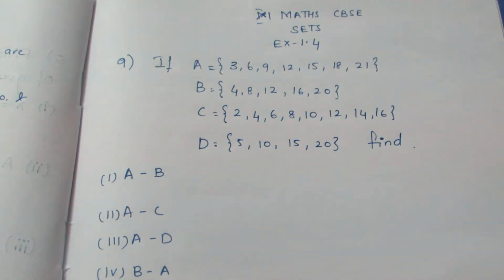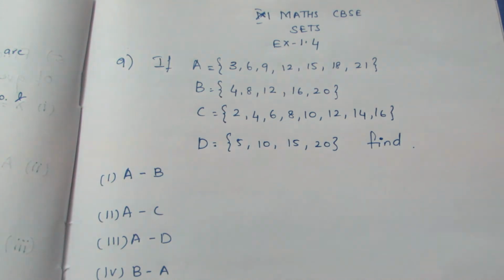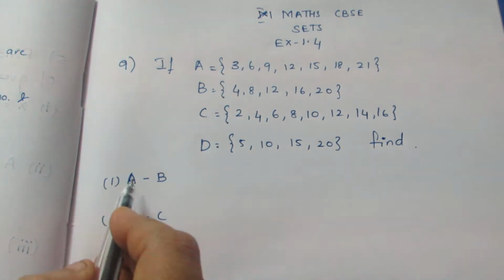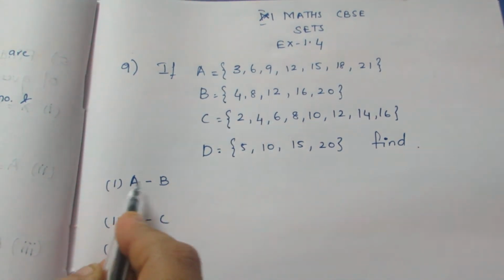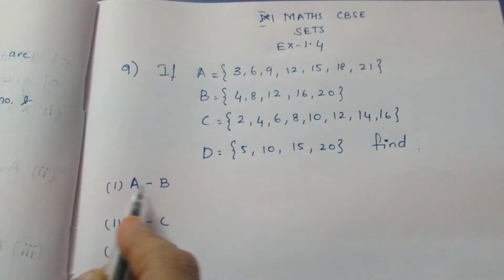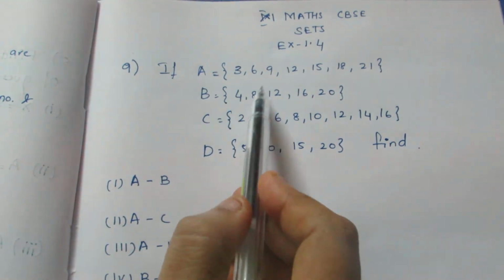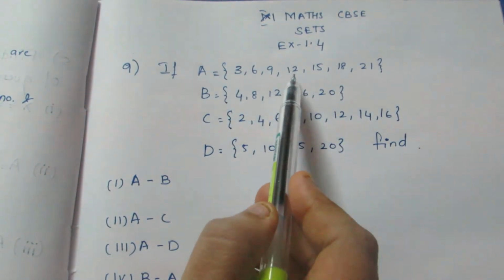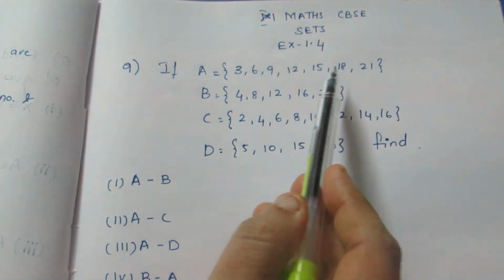Let's see the question. If A equal to 3, 6, 9, 12, 15, 18, 21 and B is equal to 4, 8, 12, 16, 20, C equal to 2, 4, 6, 8, 10, 12, 14, 16, D is equal to 5, 10, 15, 20. We need to find A difference B. A difference B means we need to take the common out, that is in A and B we need to remove all the common elements, that is 12.